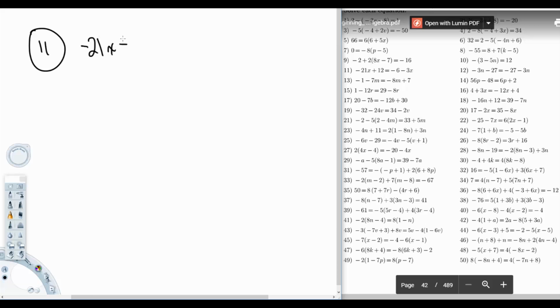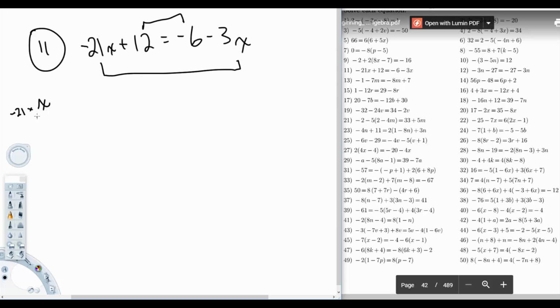Minus 21x plus 12 equals minus 6 minus 3x. Okie dokie. This problem is set up for you to combine like terms. This is a like term, and this one here is a like term because it's something multiplied by x. Remember, minus 21x is really minus 21 times x. So let's do this. Minus 3x here, I'd have to add 3x on both sides. And I would get minus 18x plus 12 equals minus 6.